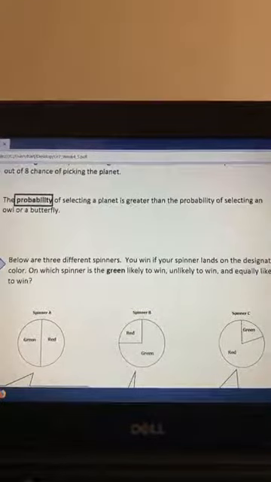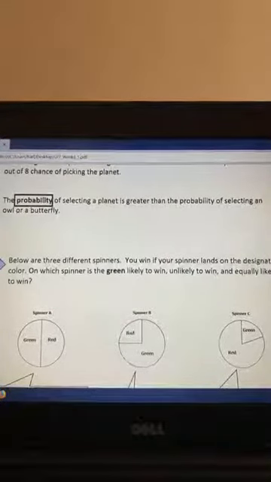Now, for the next 15 seconds, what did you label spinner B as? We already used equally, so did you label it as likely to win or unlikely to win? That is correct. Good job. Now, we're only referring to spinner A. I'm sorry, my bad. Spinner B. Is spinner B likely to win or unlikely to win?